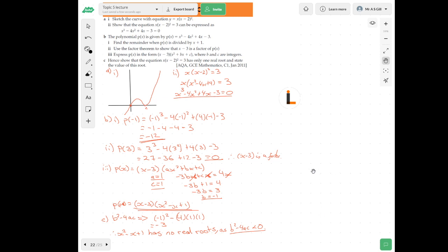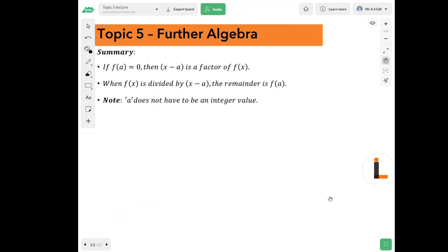So, like I said, if you need to pause the video here to correct or check any of your working, please do so. Otherwise, this is basically what we looked at today. Factor theorem and remainder theorem, the main bits, along with algebraic division and comparing coefficients to work out factors of polynomials.